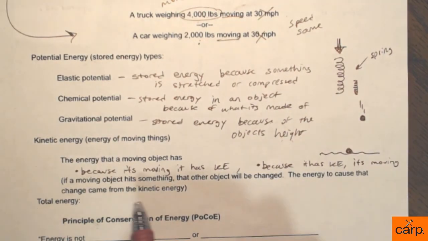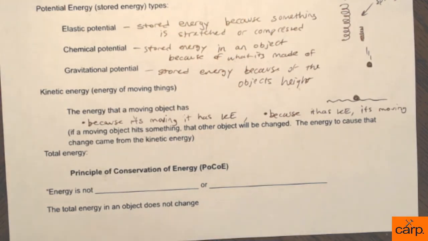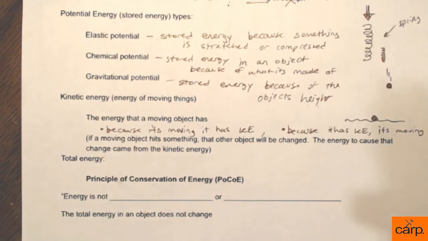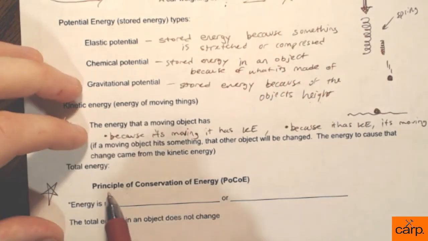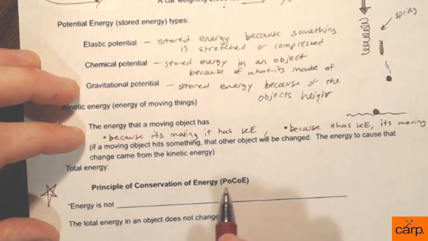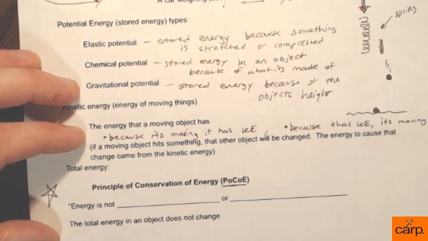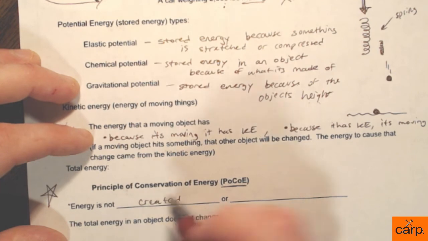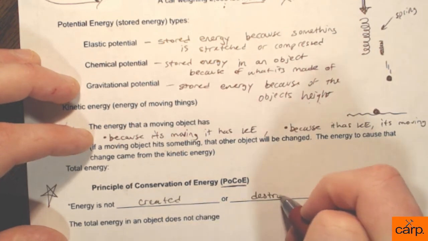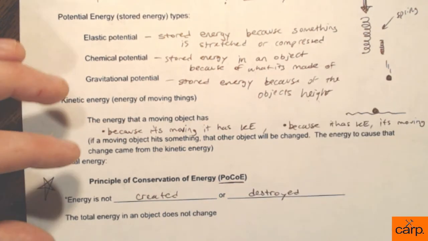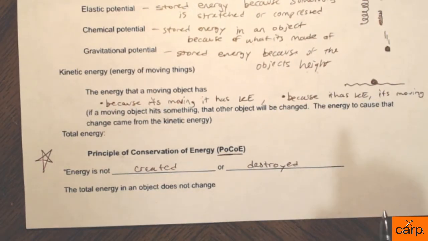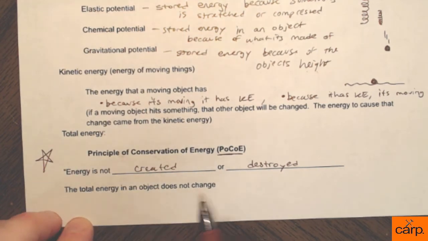All right, now here is the big point for this whole topic, something we need to know about total energies. So this thing called the principle of conservation of energy, I'm going to call it PoCoE for short, says that energy is not created or destroyed. And you might have heard that before. That's a very common saying. Let's take a look at what that means. So I just said total energy in an object does not change.